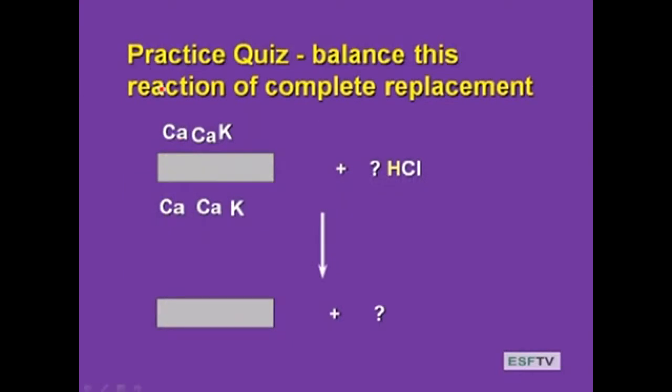So let's do a practice quiz. We have a reaction, calcium, calcium K, calcium, calcium K, and we want to balance this reaction. So if you take the complete replacement and you add hydrochloric acid, how much hydrochloric acid does one have to add to counteract this amount of these nutrients? So what's the first step? The first step is sheer panic. Not really. This is a very simple thing.